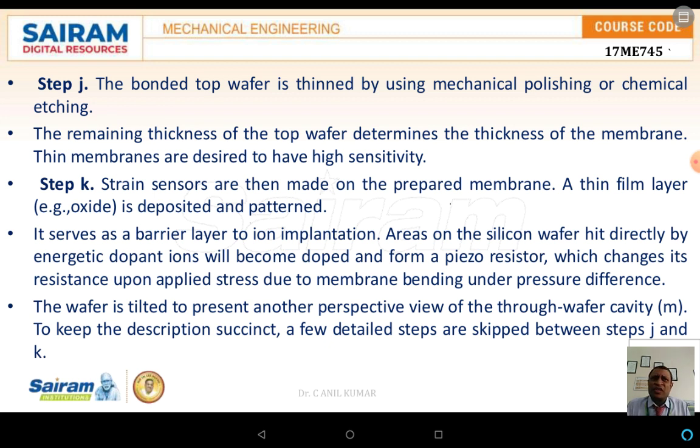The areas of the silicon wafer hit directly by energetic dopant ions become doped and form a piezoresistor, which changes its resistance upon the applied stresses due to the membrane bending under the pressure differences.